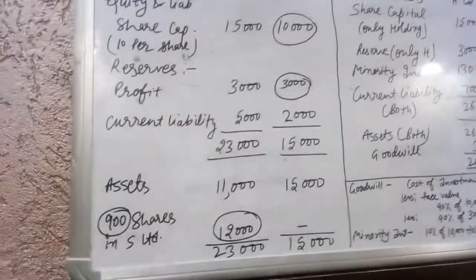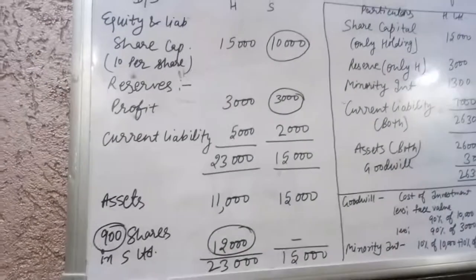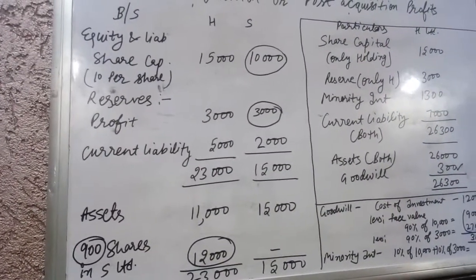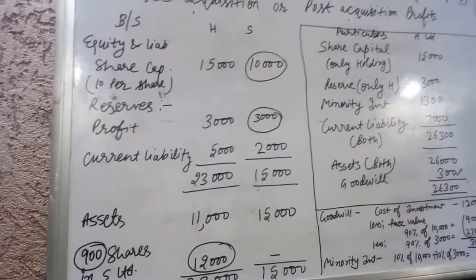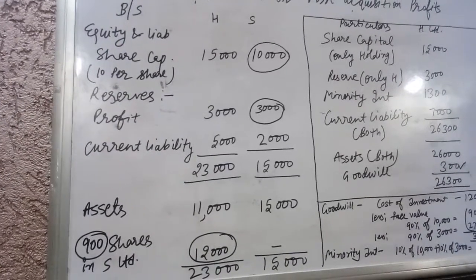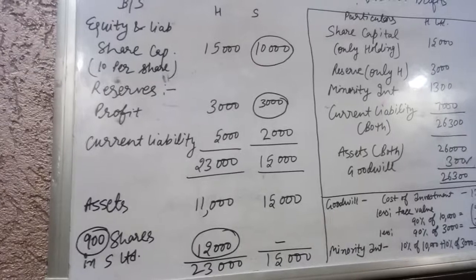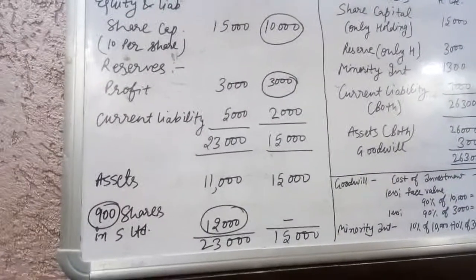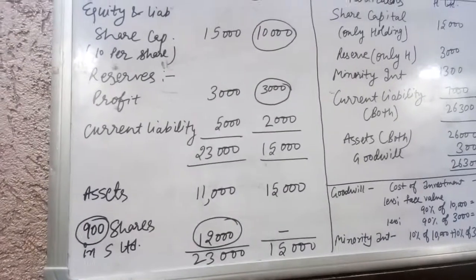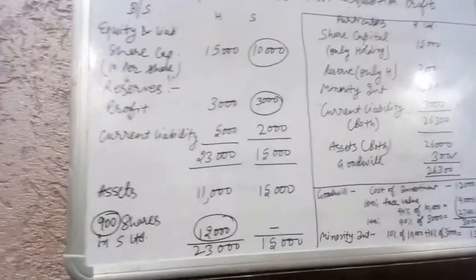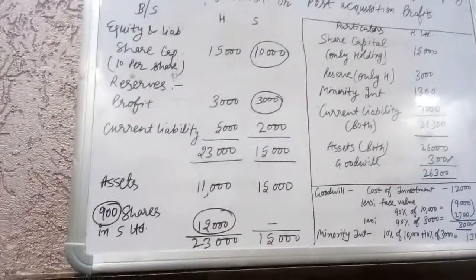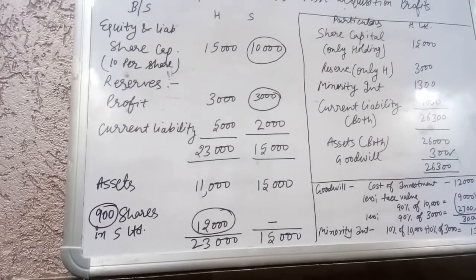Next is current liability. दोनों कंपनीज की मेंशन है, 5,000 in case of holding company and 2,000 in case of subsidiary company, and the total is 23,000 and 15,000. Next is assets. Asset sides में you have 11,000 in case of holding company and 15,000 in case of subsidiary company. And 900 shares in S Limited.